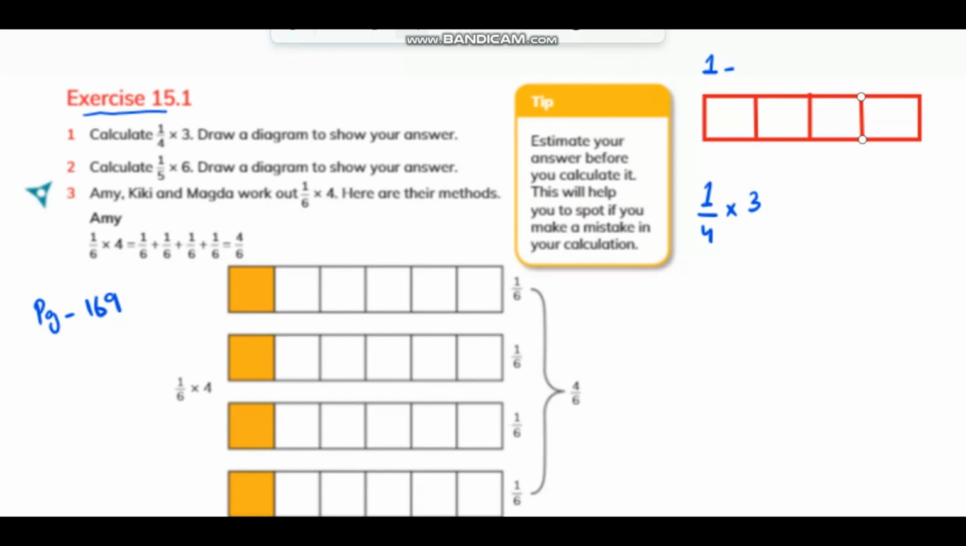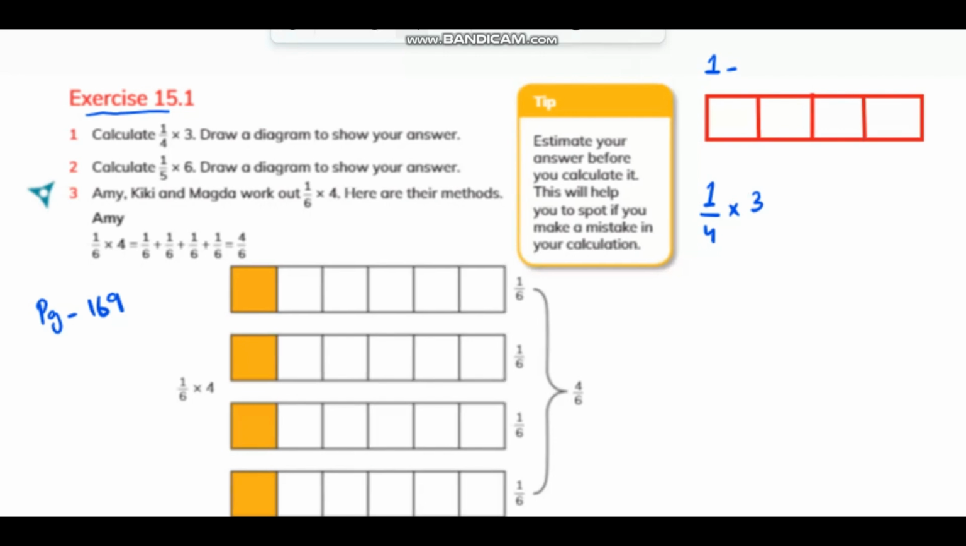Now we have to solve this question. Put the sign of equal here. This is very easy, multiplying with a fraction. We have to multiply the number with the numerator. I hope you remember the difference between numerator and denominator. So 3 times 1 is 3, and the denominator comes down here. So the answer is 3 by 4.